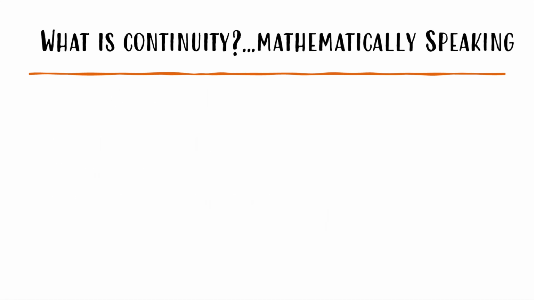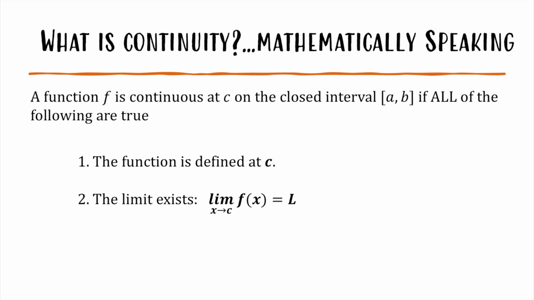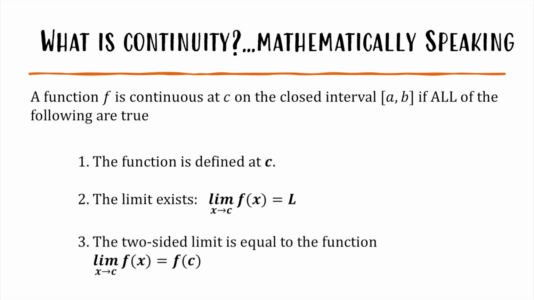But what is continuity mathematically speaking? A function f is continuous at c on the closed interval [a, b] if all of the following are true. Number 1, the function is defined at c. Number 2, the limit exists at c. And number 3, the two-sided limit is equal to the function at c.